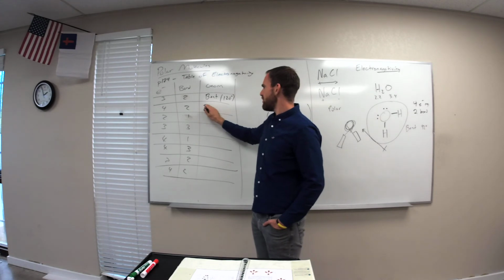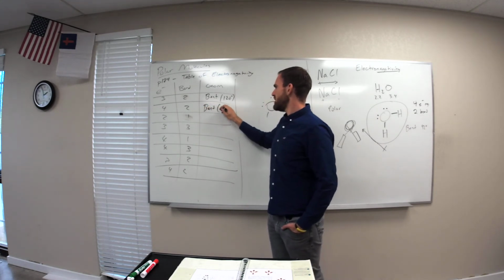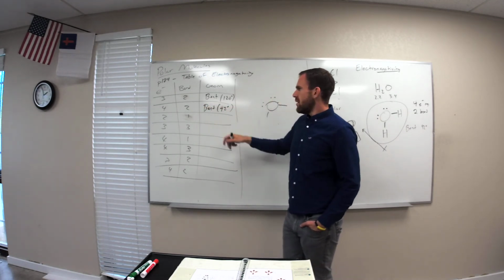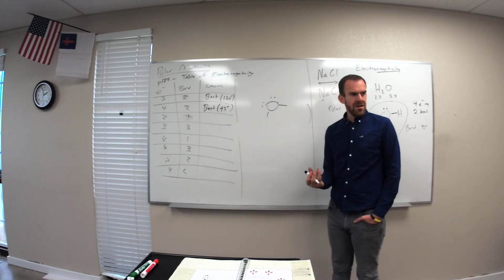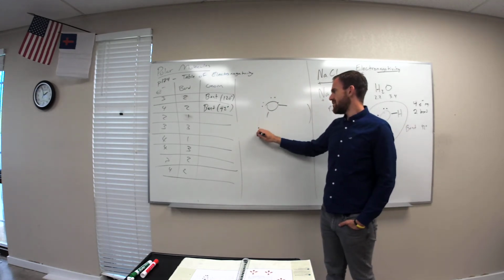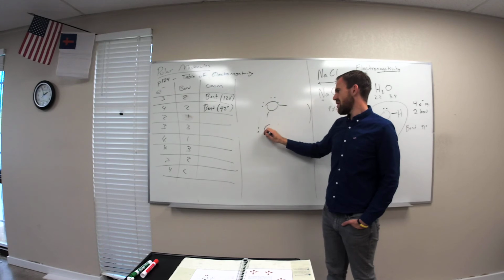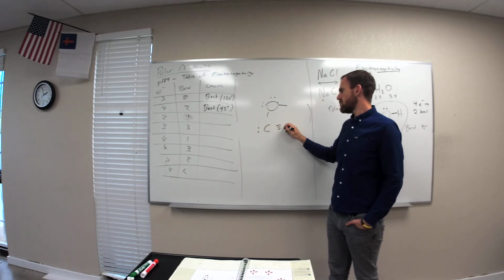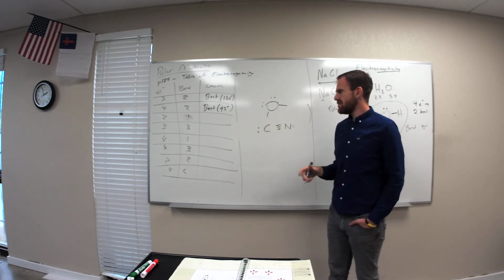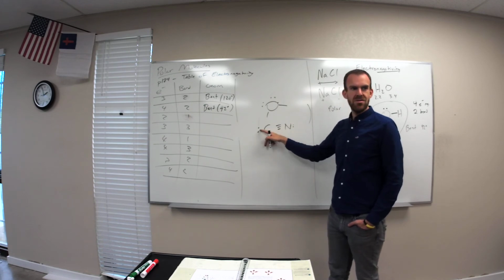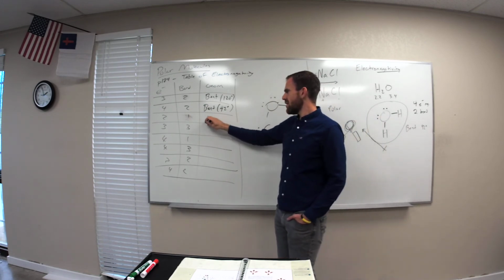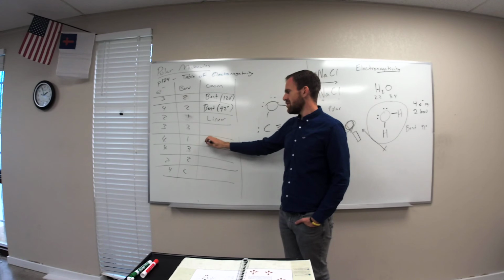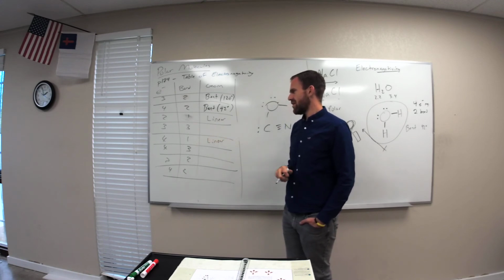Okay, this one's bent. 92 degrees. Okay, 2 and 1. You have 2 electron regions. You probably have 1 bond, 2 electron regions. So this is linear. In fact, anytime you only have 1 bond, it has to be linear.